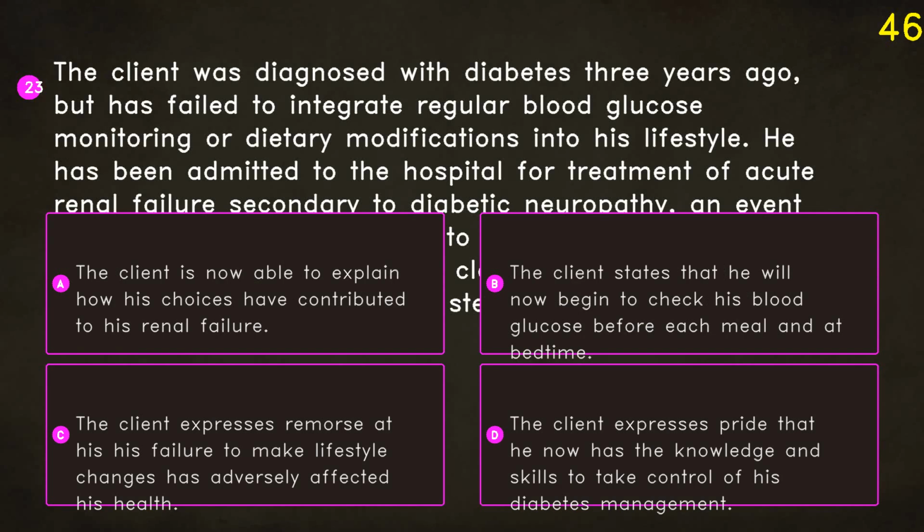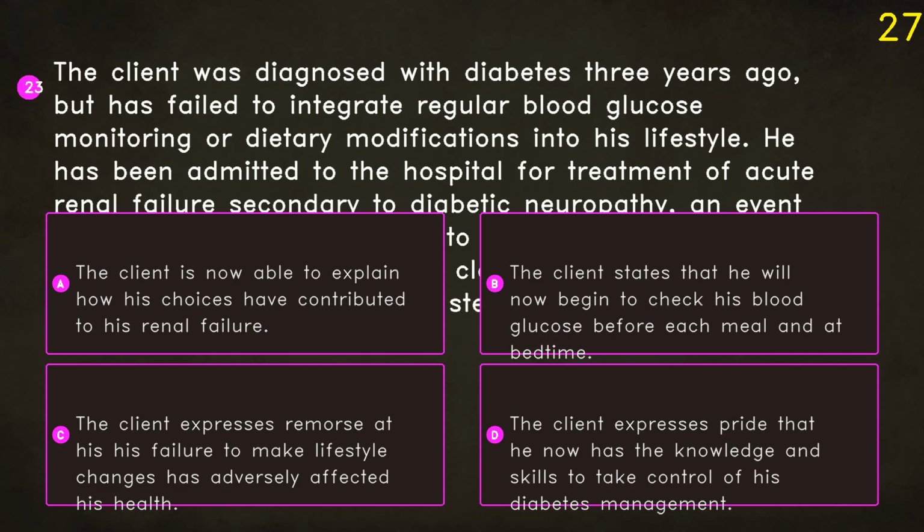Question 23. The client was diagnosed with diabetes 3 years ago, but has failed to integrate regular blood glucose monitoring or dietary modifications into his lifestyle. He has been admitted to the hospital for treatment of acute renal failure secondary to diabetic neuropathy, an event that has prompted the client to reassess his values.